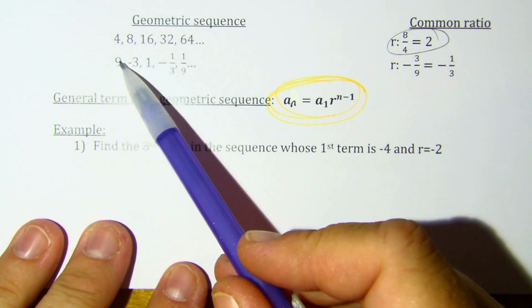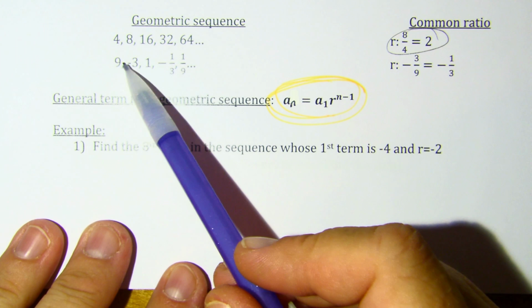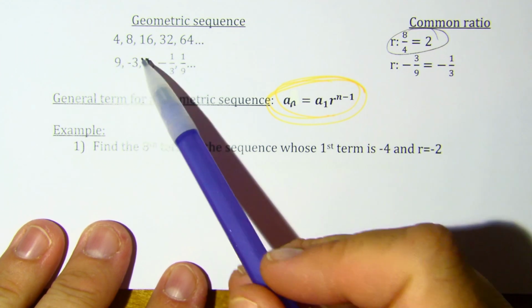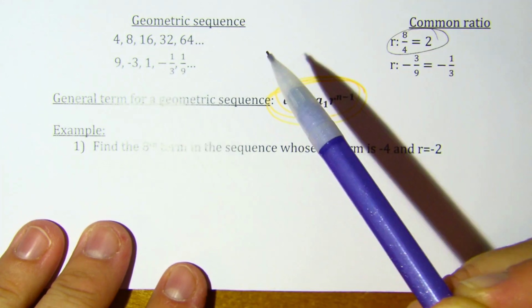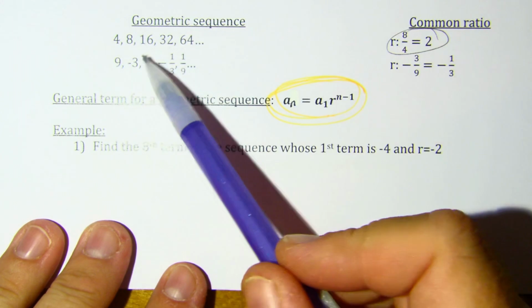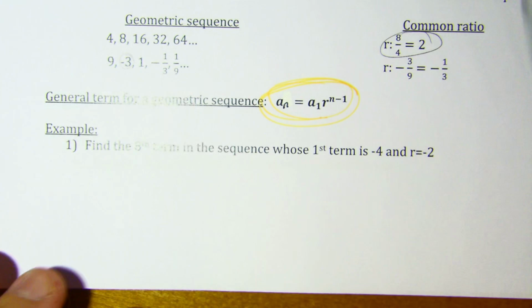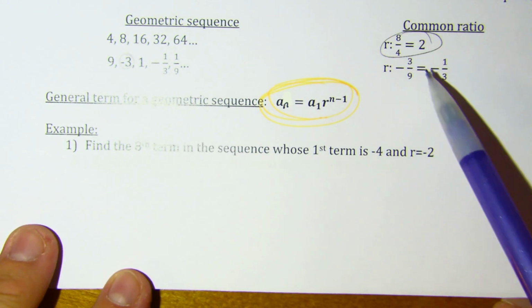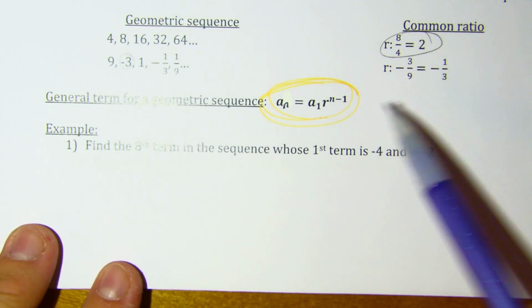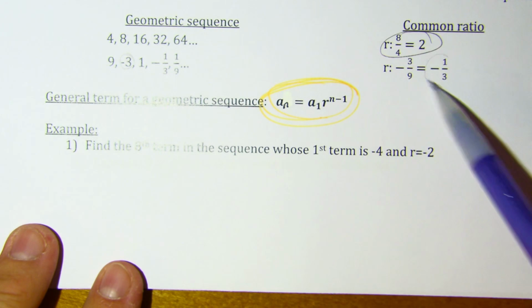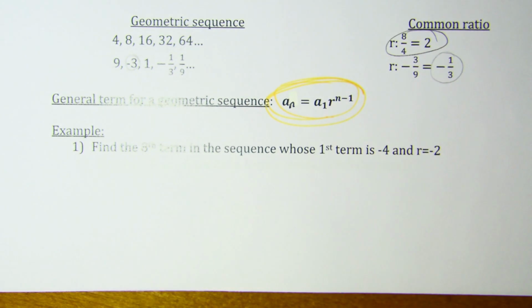The numbers can also get smaller. If you're multiplying by a fraction or a number less than 1, then your numbers are going to get smaller. They can also alternate signs if you're multiplying by a negative. And the way you can find the common ratio is by putting the second term over the first term. So here I have negative 3 over 9, so my common ratio is negative 1/3.